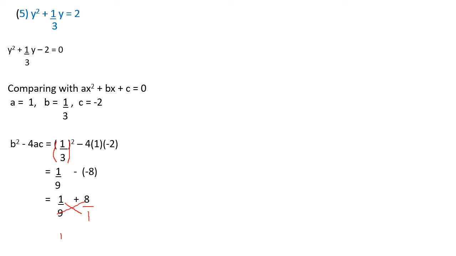Plus 9 8s are 72. Upon 9 1s are 9. So this will be 1 plus 72 upon 9. Okay, so that's what we get here. Now after this, 72 plus 1 is going to be 73. So that becomes 73 upon 9.